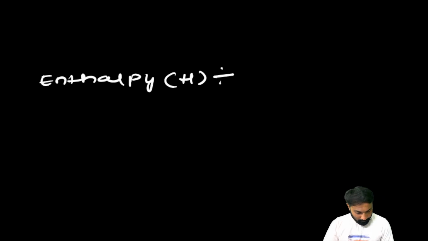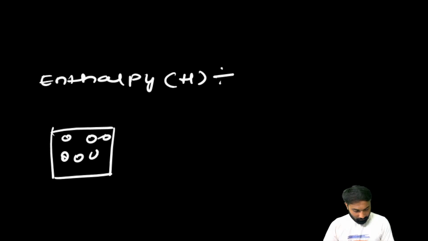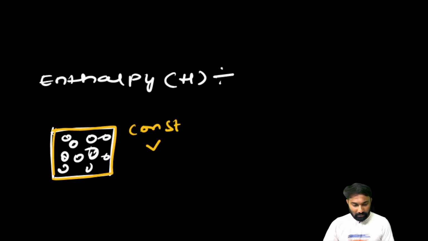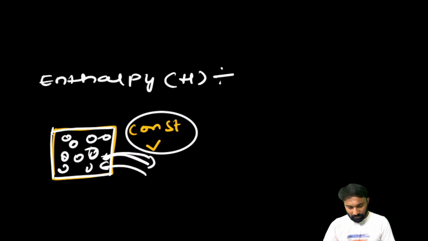Let's suppose this is a system. Here we have taken a rigid container. Rigid container means constant volume. Whatever heat is coming or going from the constant volume, that heat measured at constant volume, and constant temperature, we call it internal energy, as we have studied.